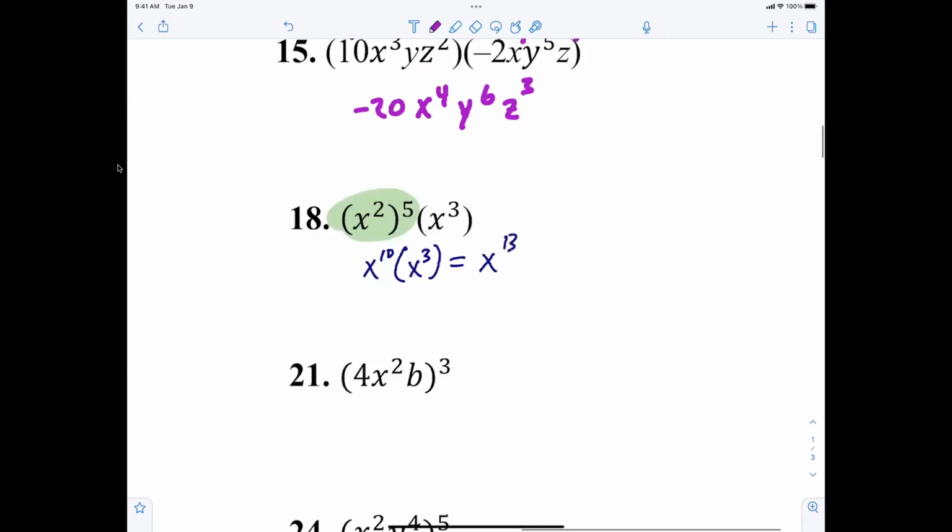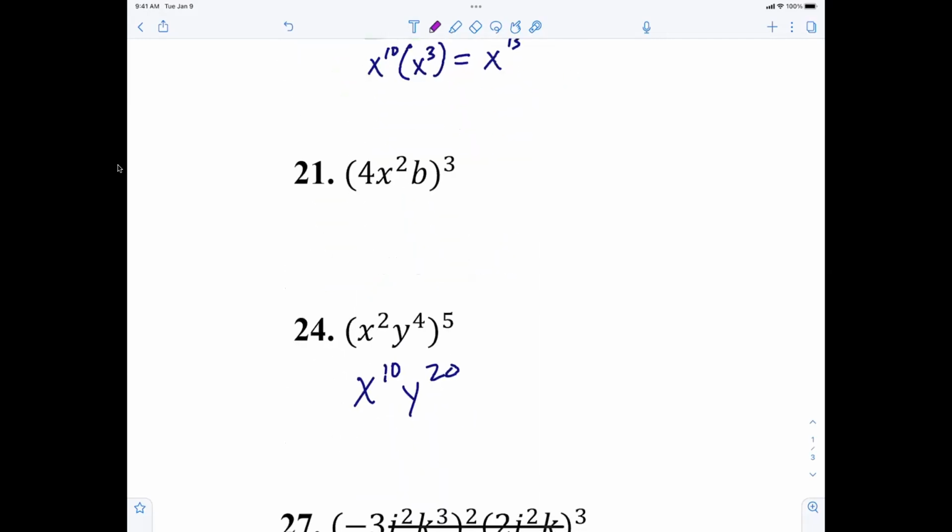All right. Now we had something which was called a power to a power. So a quick little review. 4 cubed is 64.